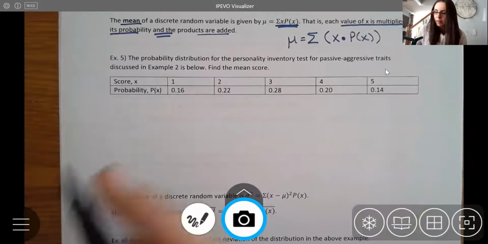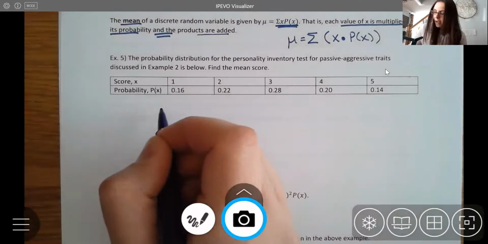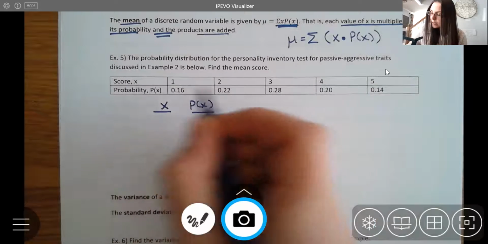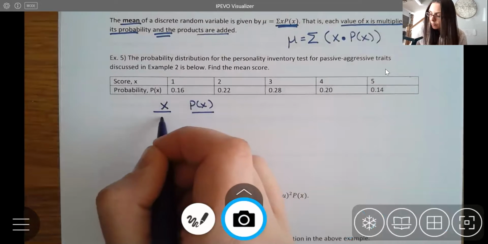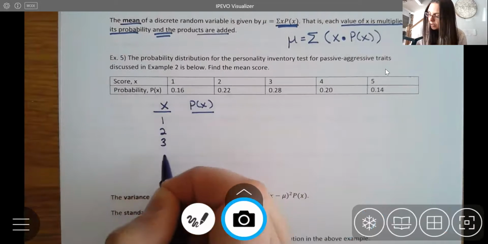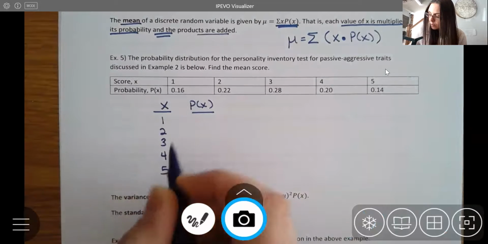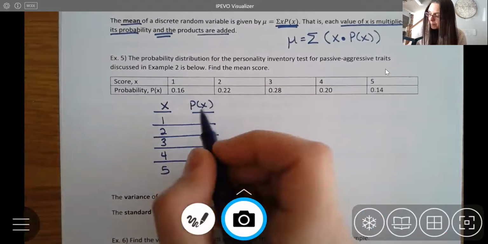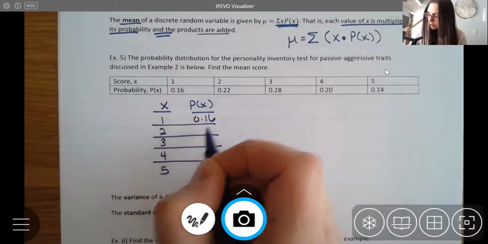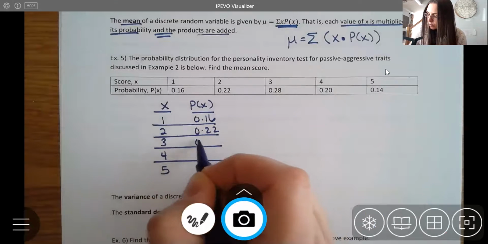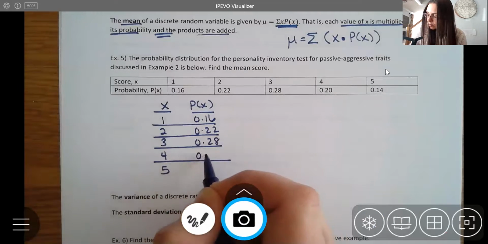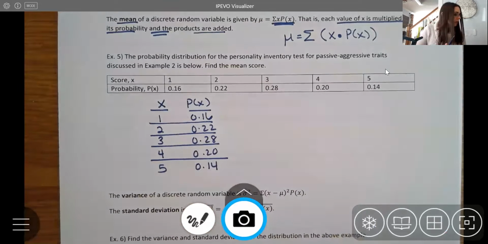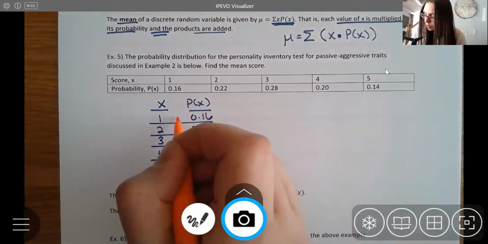So I'm just going to set up a little table. I have my x's and I have my P of x. I tend to like my tables to go vertical as a personal preference. They don't have to, but I find it a little easier to work with. So I'm going to set that up. And my probabilities are 0.16, 0.22, 0.28, 0.20, and 0.14.